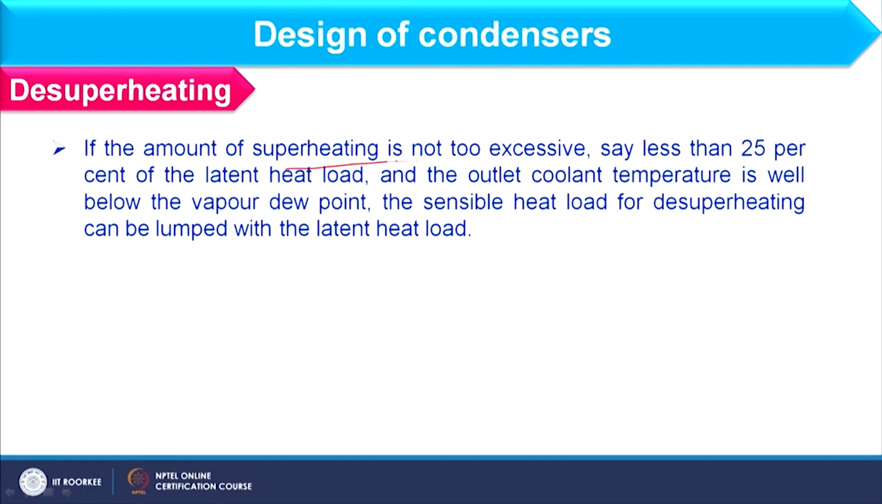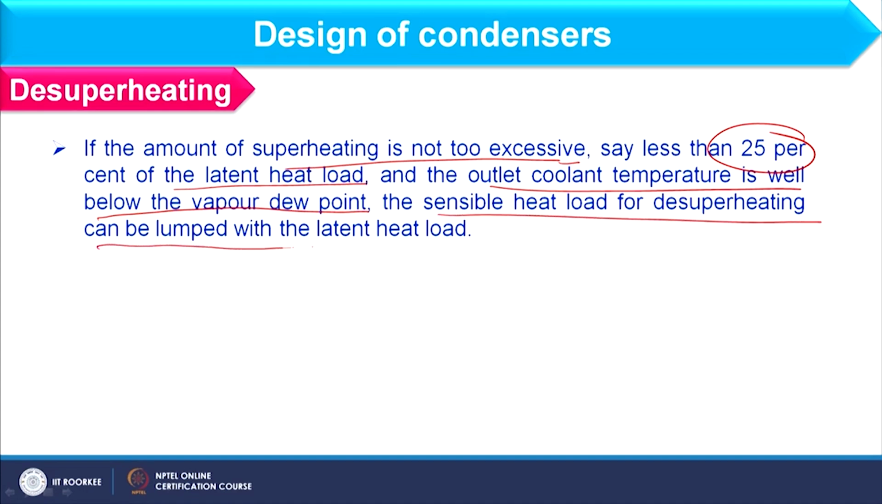So, if the amount of superheating is not excessive, let us say it is less than 25% of the latent heat load in condensation in the condenser, and the outlet coolant temperature is well below the vapor dew point, the sensible heat load for de-superheating can be lumped with the latent heat load. Okay. So, if the de-superheating amount is less than 25% of the latent heat, we should add that load into latent heat and design the condenser based on the total heat load.